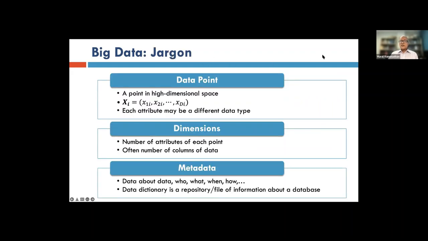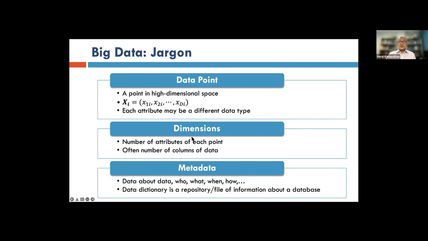So there's a lot of jargon in the big data space. I won't bore you with the details, but typically when I use the term data point, it's a data point in high dimensional space, and you can represent it as a vector, x1i, x2i, where i is the ith case and 1, 2, 3 are different dimensions. Think of it as different variables on the same subject, and potentially in a large data set, each of these attributes, each of these x's, x1, x2, xd, may be a completely different data type. One might be a binary variable, the other might be a continuous variable, and another might be ordinal.